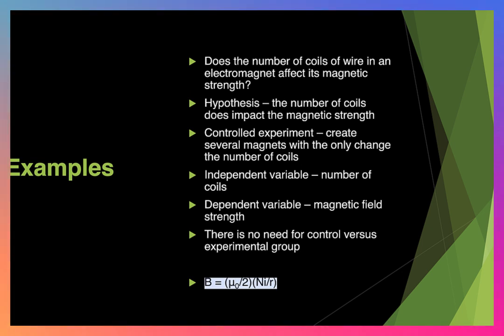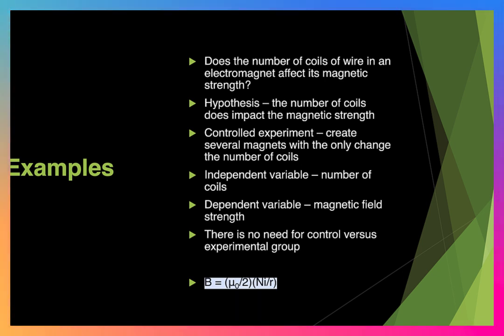You would then create a series of several magnets, and the only change between each electromagnet is the number of coils. The independent variable, the variable you change, is the number of coils. The dependent variable is the magnetic field strength. And as it turns out, in this case, you don't need a control group, because the original magnet can act as the control group for the series beyond it. The conclusion, if you do this experiment, is indeed the number of coils does impact the magnetic field strength, or you can reject the null hypothesis that it does not.